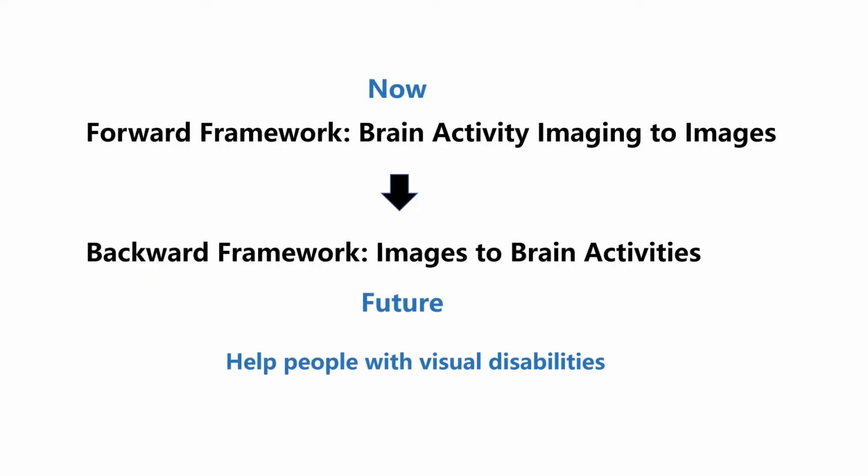In the project, we proposed a new model named DCNN-GAN to interpret the visual perception from brain activity. The forward framework we proposed, that is, from fMRI to visual perception, will help the research of the backward framework, transforming visual perception to fMRI, which is promising to help people with visual disabilities.